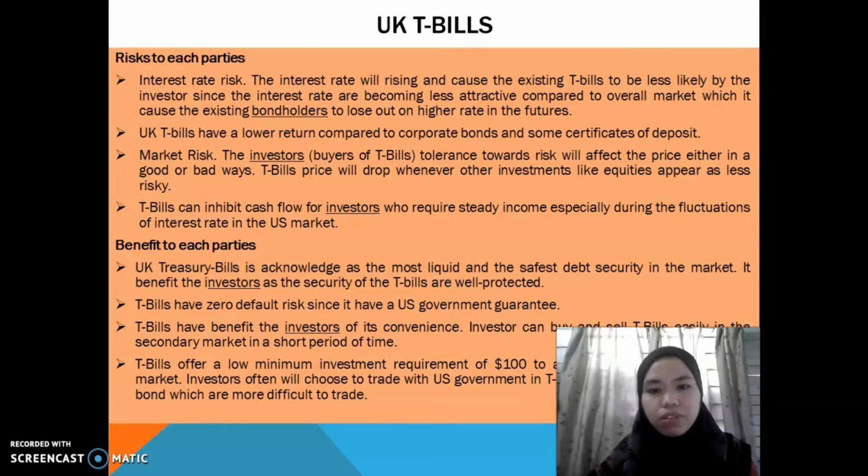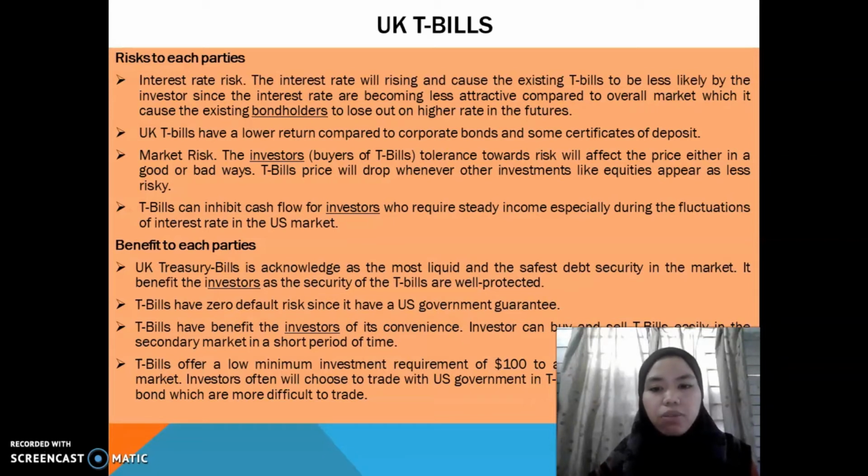UK T-bill is acknowledged as the most liquid and safest debt security in the market. It benefits the investor as the security of the T-bill is well protected. T-bill has zero default risk since it has a US government guarantee. T-bill also benefits the investor with its convenience. Investors can buy and sell T-bills easily in the secondary market in a short period of time.